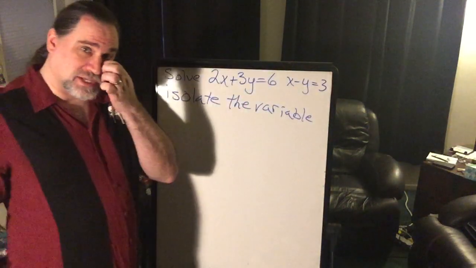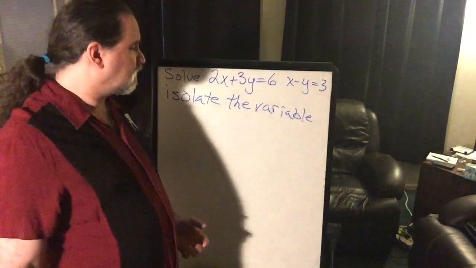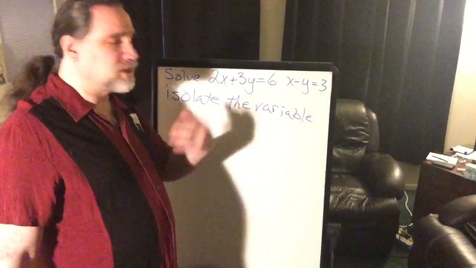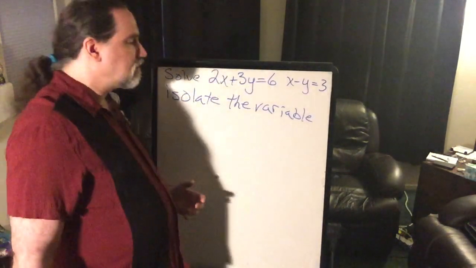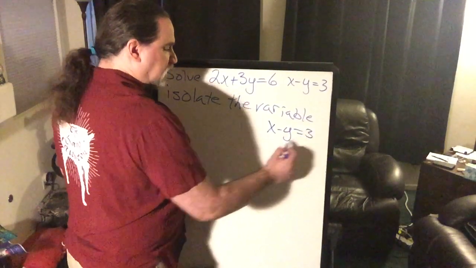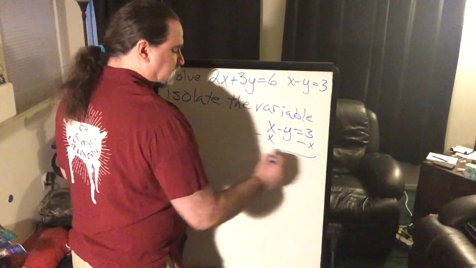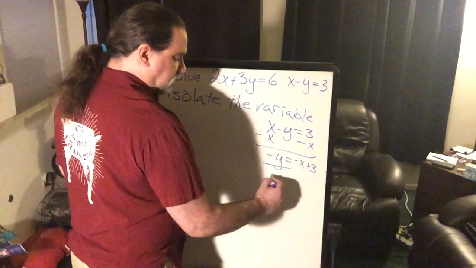I'm going to go with the second equation. I really like getting things into slope-intercept form, so I'm going to do that, even though it's not the easiest way. We'll talk about the easiest way next time. So I have x minus y equals 3. I subtract x from both sides, and I divide everything by -1.